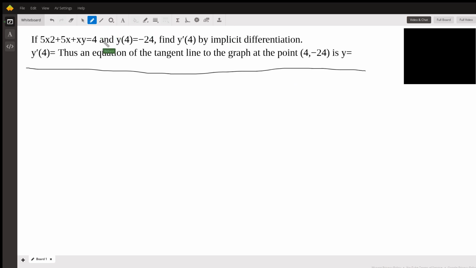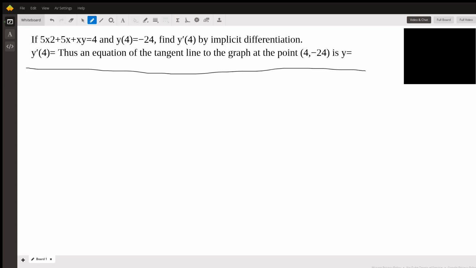I'm more comfortable using Leibniz notation here, but I'm going to try using this other notation, this y prime notation, and hopefully I won't screw things up.